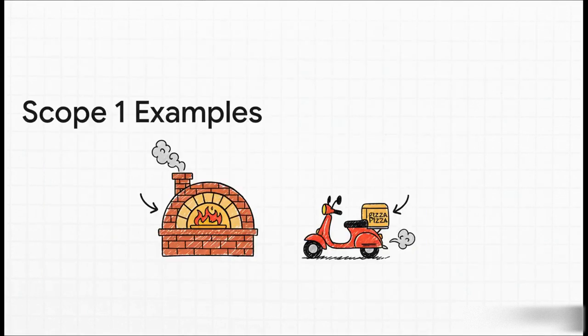So for our pizza place, what does that actually look like? Well, it's the natural gas we're burning in our ovens to get that perfect crispy crust. It's the fuel in our company-owned delivery scooters as they zip around town. It's even those sneaky little fugitive emissions that might be leaking out of an old AC unit. Basically, if we're burning it or it's leaking on our property, that's Scope 1.